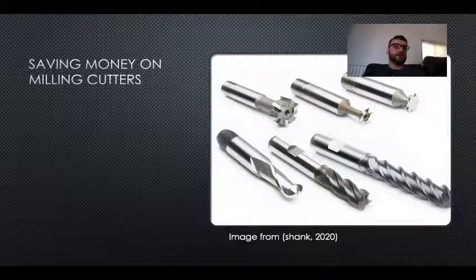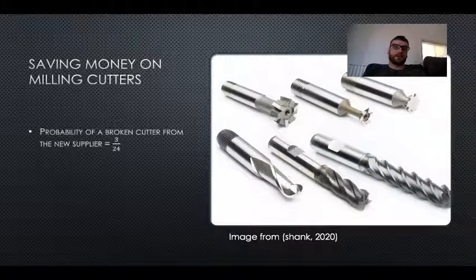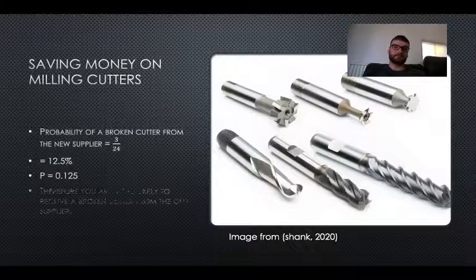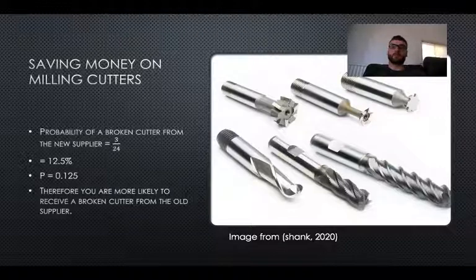So the probability of a broken cutter from the new supplier is shown here as 3 over 24, because it's 3 out of 24 that are going to be damaged, which is 12.5%. Or the probability is 0.125. The probability from the old supplier is going to be 0.2. 2 out of every 10 are going to be broken essentially, whereas this one is 3 out of every 24. So the probability of finding a broken tool is a lot lower from the new supplier. So you're more likely to receive a broken cutter from the old supplier.